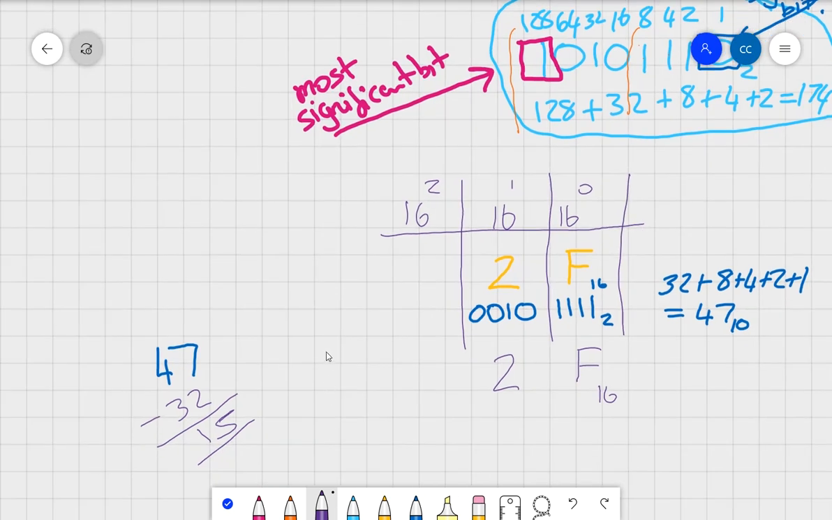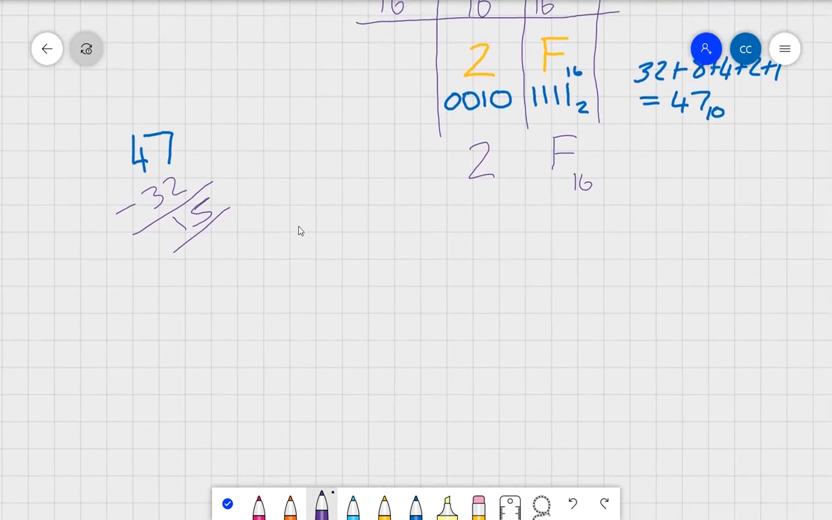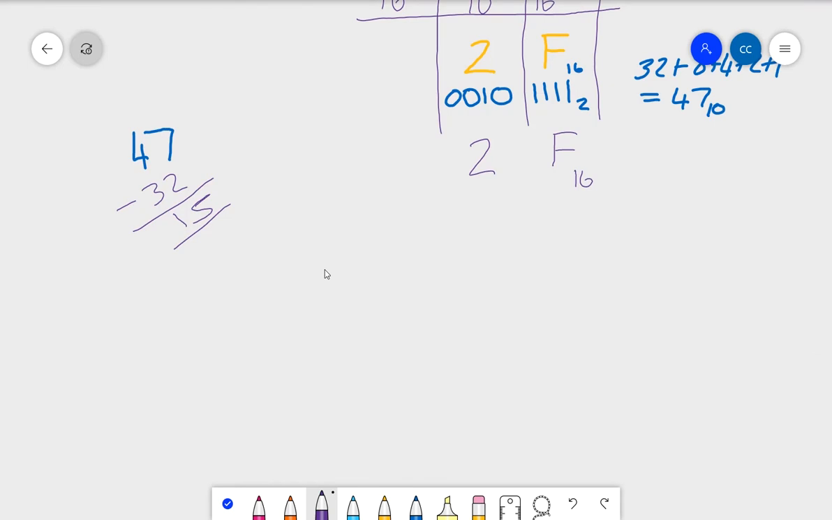So this time what we'll do is convert a binary number. We'll start off with binary this time instead of starting off with hexadecimal or decimal. So let's get a binary number. It's got to be 8 bits at the moment. So we'll say 1 1 0 1 0 0 1 1. So there's our 8 bits.